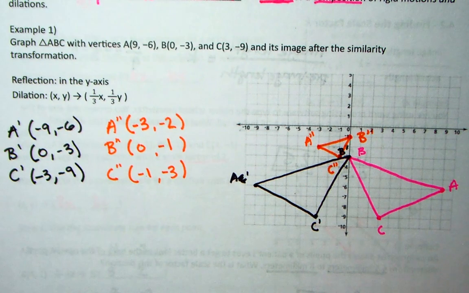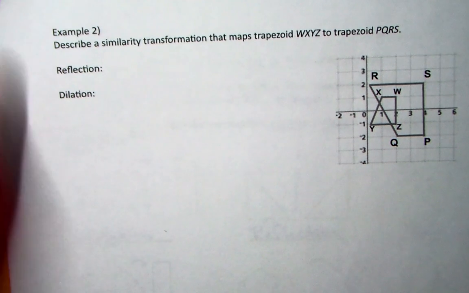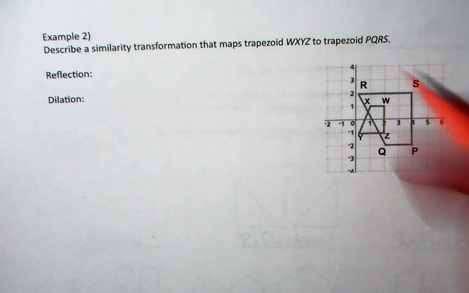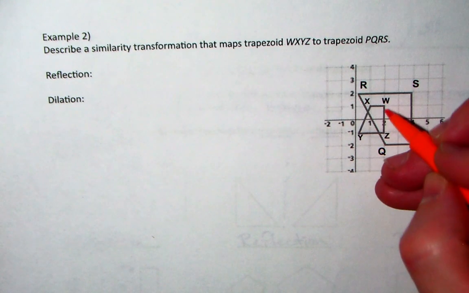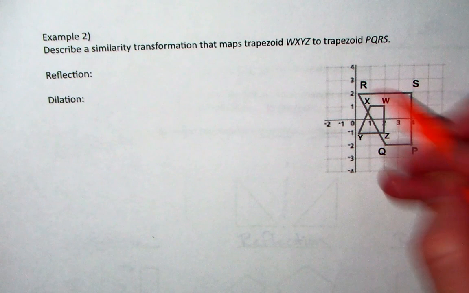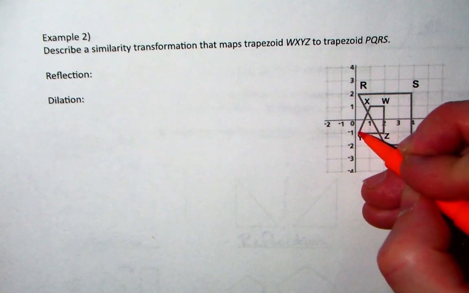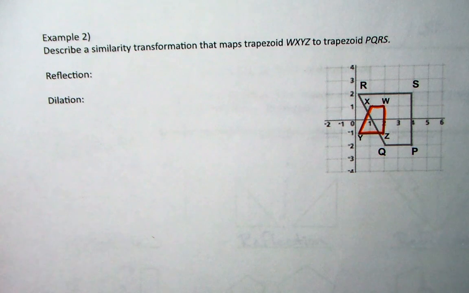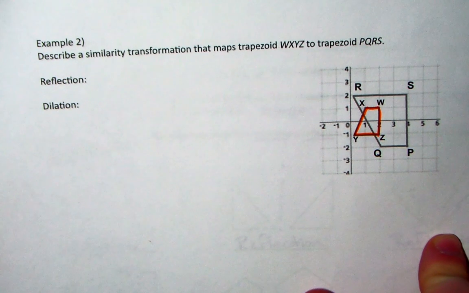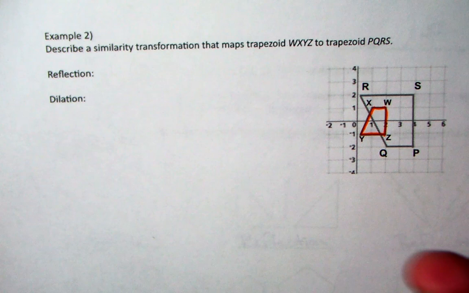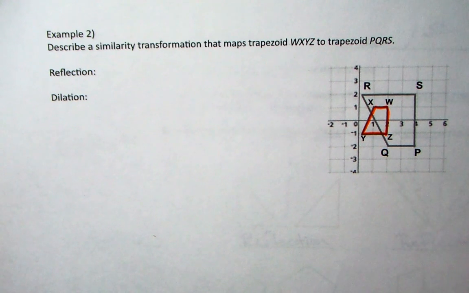All right, I think we have one more example. They want us to describe a similarity transformation that maps trapezoid WXYZ to trapezoid PQRS. So if I look at it, I'm going to do a little color coding here. The orange one is the pre-image. And it looks like there's a couple of things that happen here. Looks like we need to flip it upside down, and we need to dilate it. We need to expand it a little.